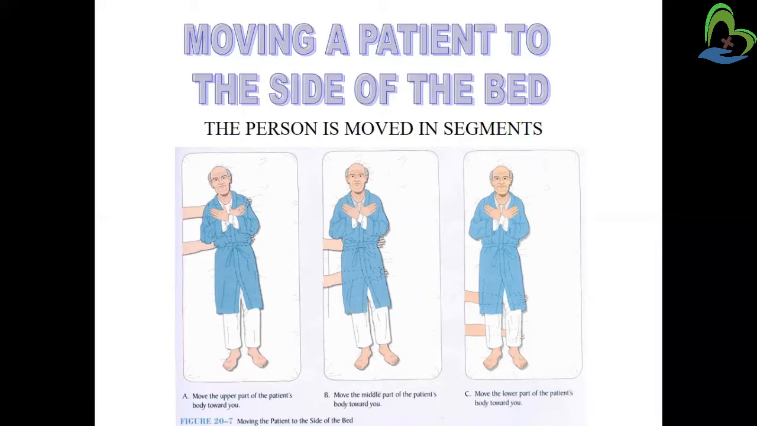Then in image B, that is the middle part. In image A, that is the upper part of the body. In image B, the middle part of the patient's body. And in image C, the lower portion or lower extremities toward you. By applying these steps one by one, we can easily move the patient in different segments.